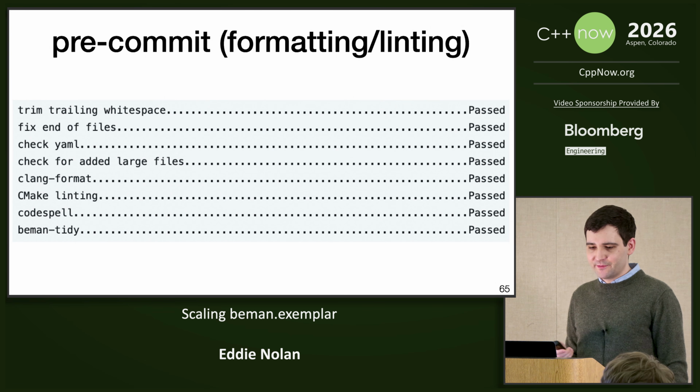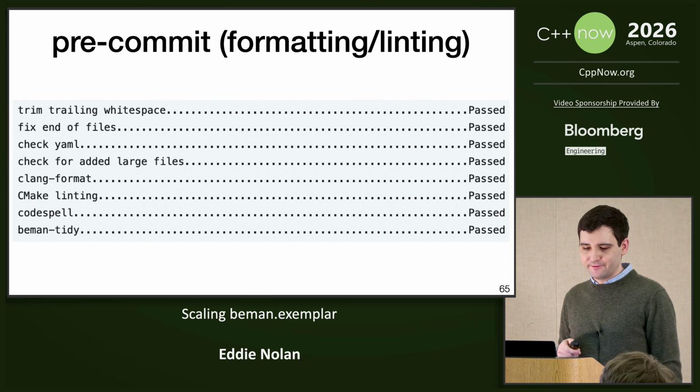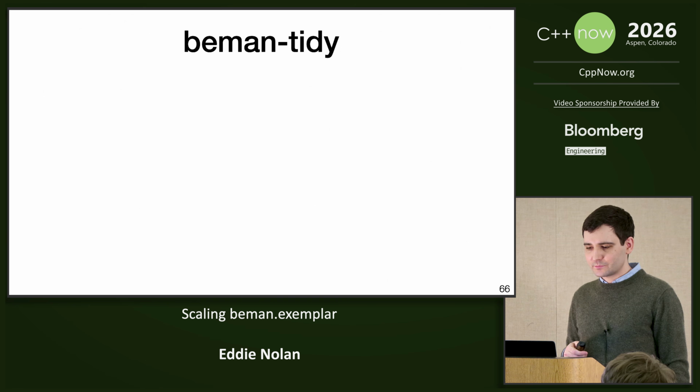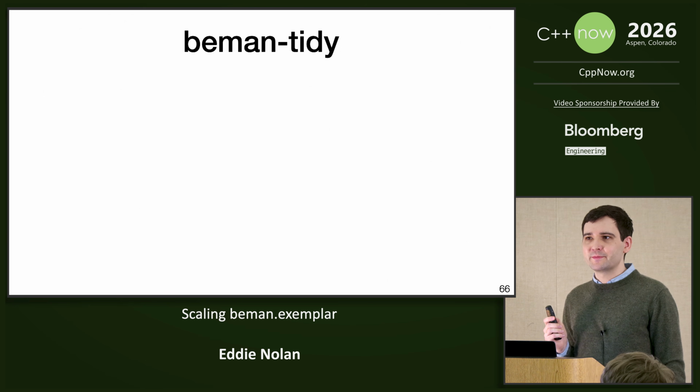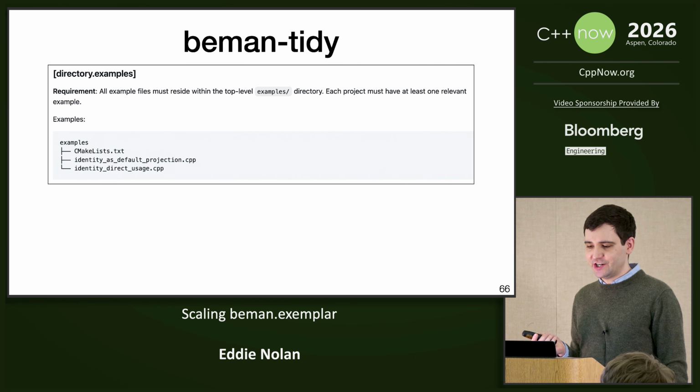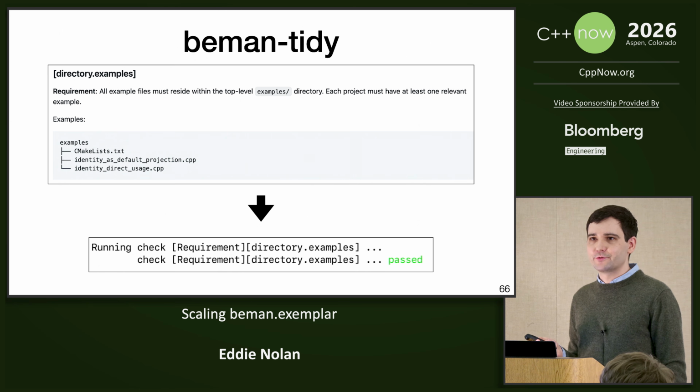And at the bottom of this pre-commit check, you'll see that we have this beman tidy check. What beman tidy is, is that the Beman standard, all of the rules that can be machine checked, are checked by this tool. So for example, it will fail your CI if you try and push a Beman repository that doesn't actually have any examples, because all Beman repositories are required to have examples as a minimum requirement for your libraries.